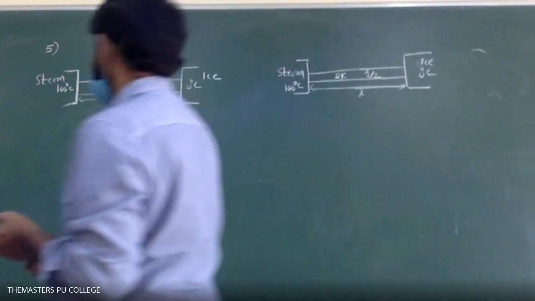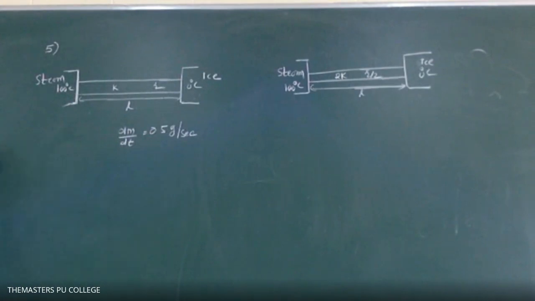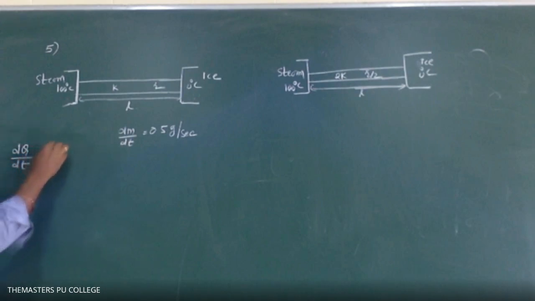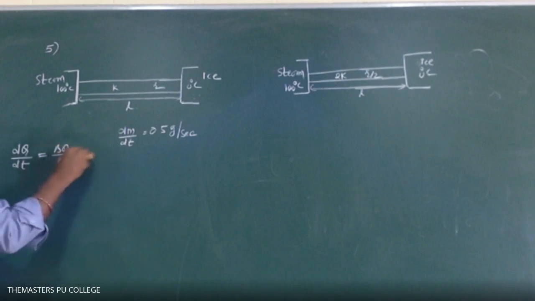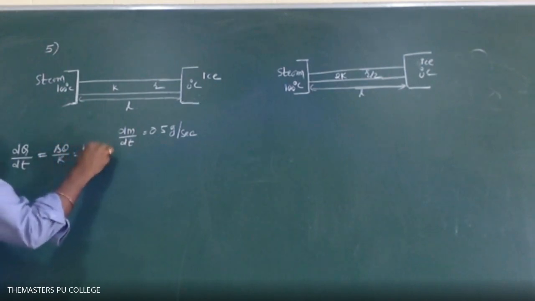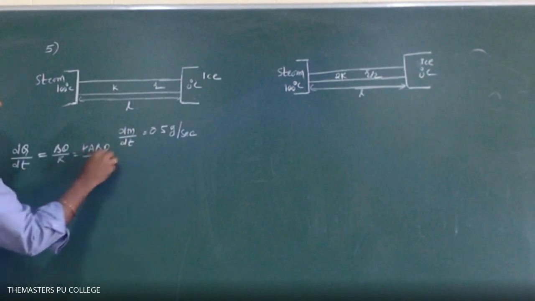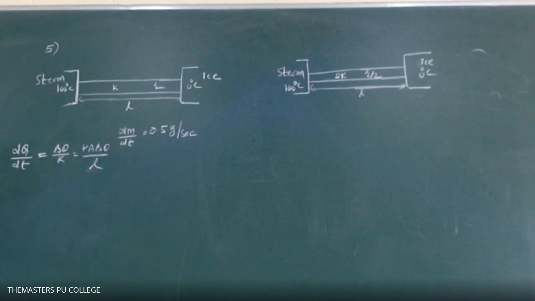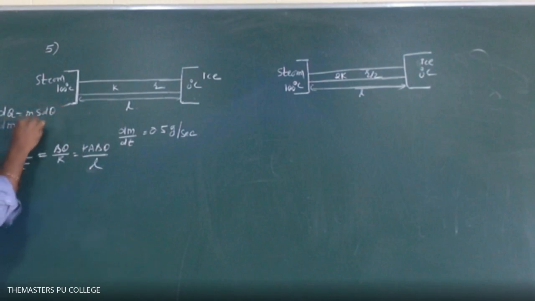Once we observe this dQ by dt, what can I write? Observe clearly, students. dQ upon dt equals delta theta by R, or else I can write KA into delta theta by some length L, correct? We already discussed that we have two formulas: dQ equals m s d theta, or dQ equals m L. Which formula am I supposed to use in this relation, either this one or this one?